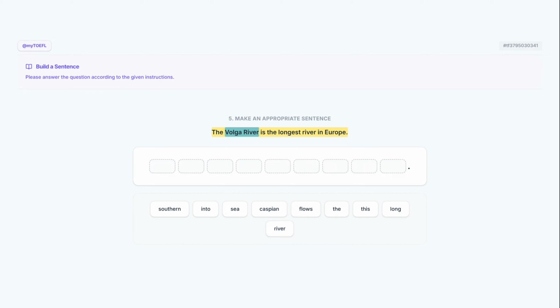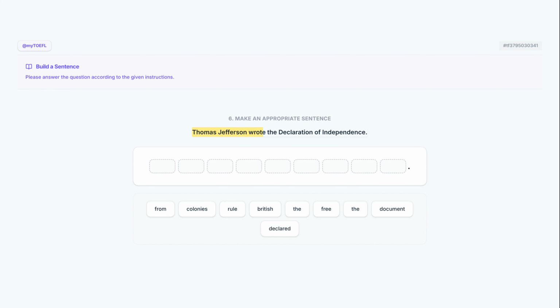First, we place the demonstrative this. Then, we add the adjective long. Next, we place the noun river. After that, we add the verb flows. Then, we place the preposition into. Next, we add the article the. Then, we place the adjective southern. After that, we add the proper noun Caspian. Finally, we add the noun sea.